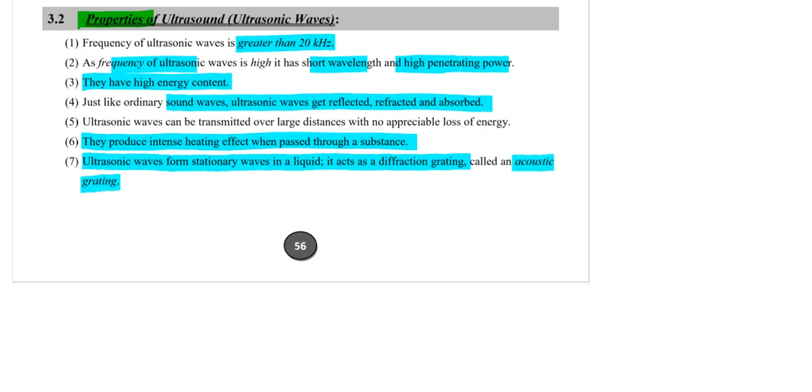In our next lecture, we will discuss one of the generators, the first one, which is magnetostriction generator.